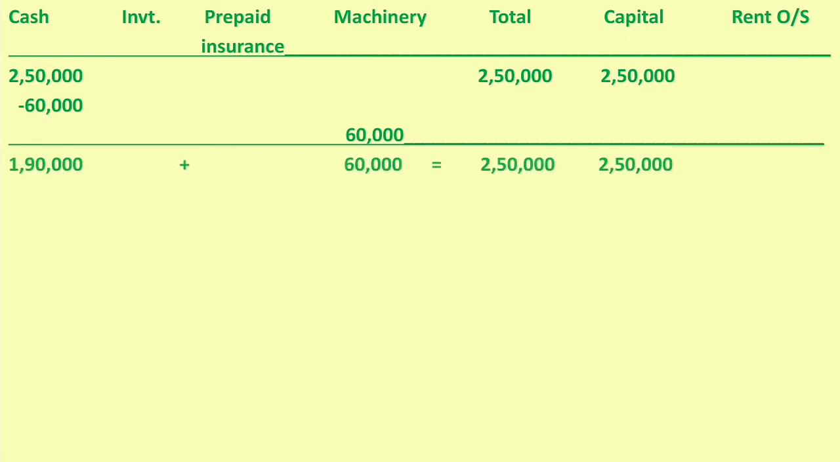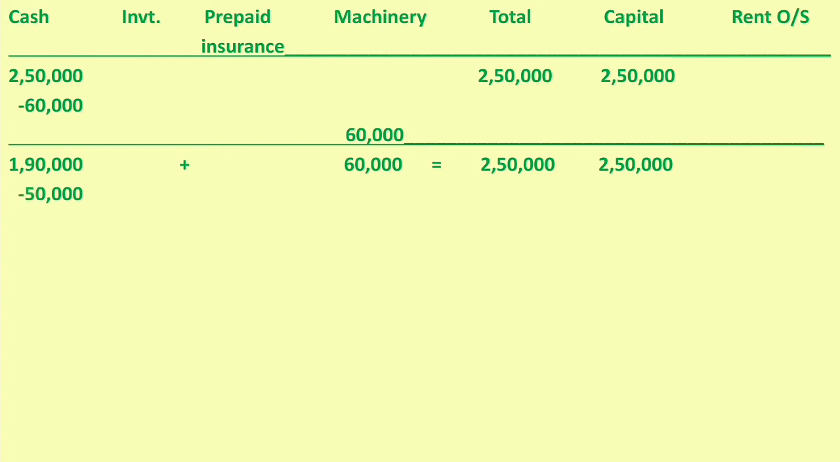Now the balance is cash 1,90,000. Machinery 60,000. Total of assets 2,50,000. Capital 2,50,000. And next one, invested in shares rupees 50,000. Business invested some amount in shares. Invested cash. So the cash balance reduced. So we can deduct the amount from cash balance and minus 50,000 in cash column.